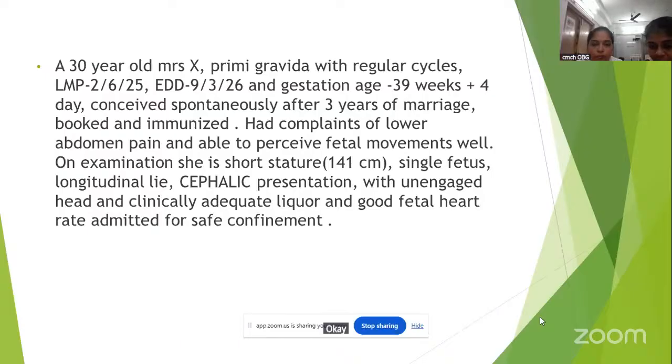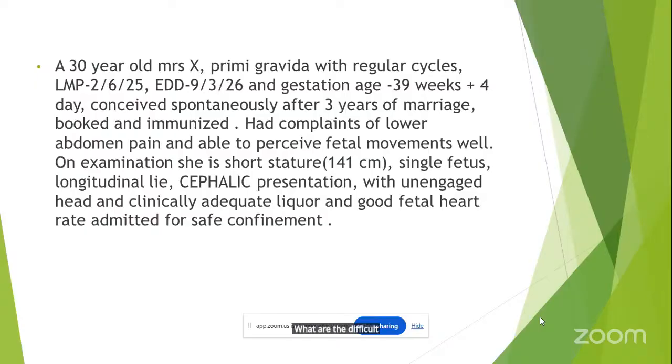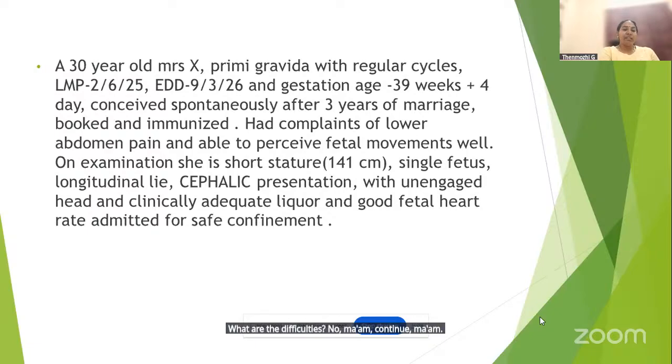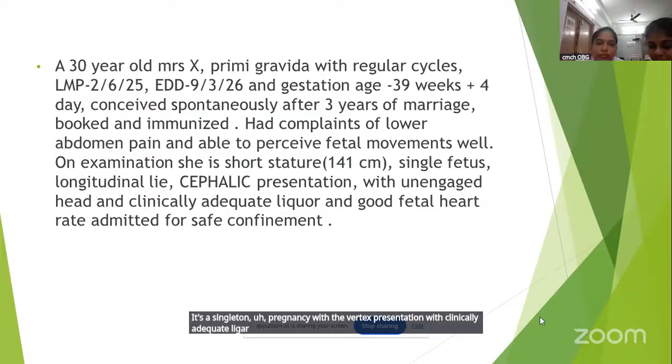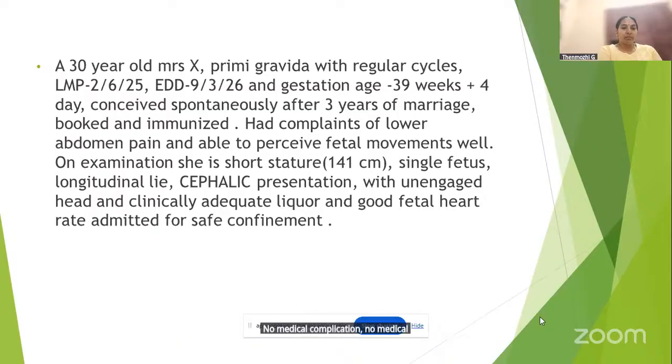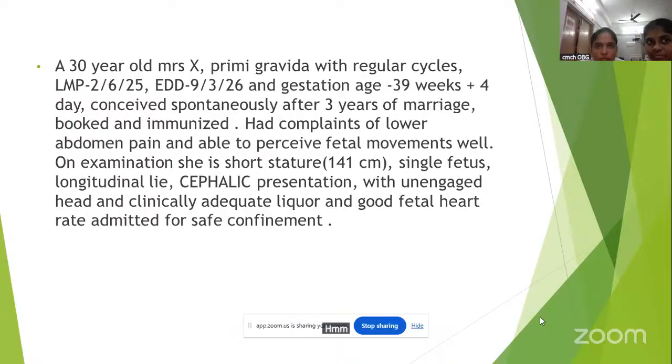Okay. What are the criteria to allow her for a trial of labor? First, it's a singleton pregnancy with vertex presentation with clinically adequate liquor, ma'am. And the patient should not have any comorbidities like GDM, post-dated pregnancy, and severe preeclampsia. No medical complication. Adequate liquor with vertex presentation, ma'am.